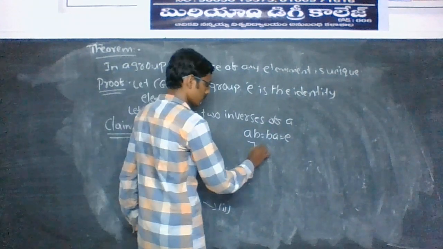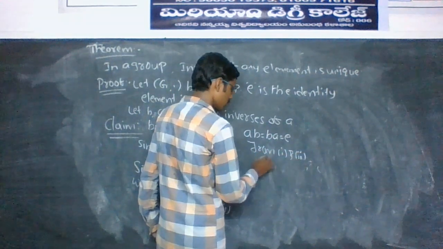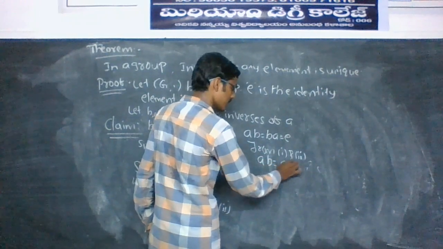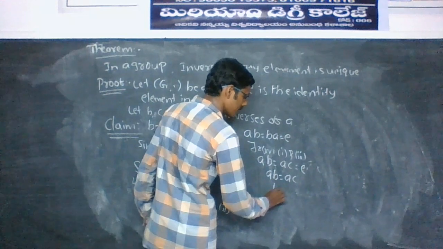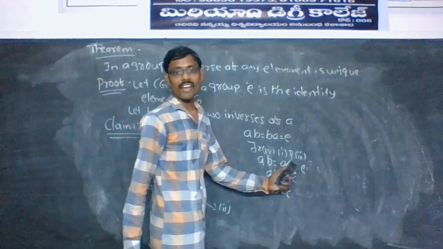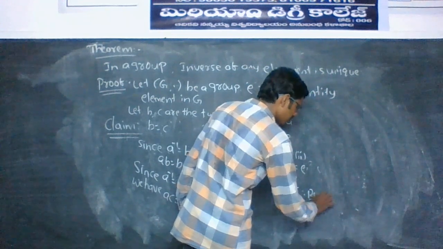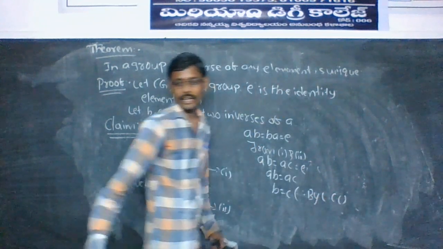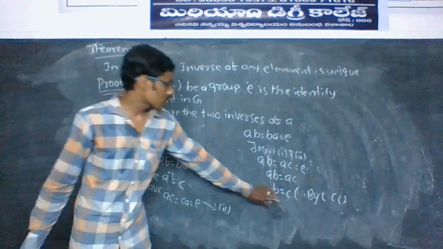From 1 and 2, AB = AC = E, so AB = AC. By the left cancellation law, B = C.